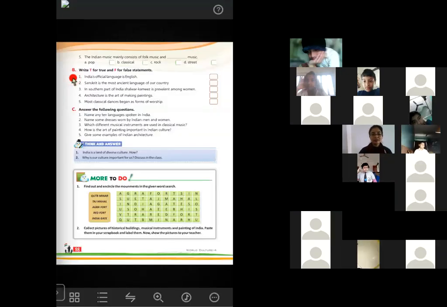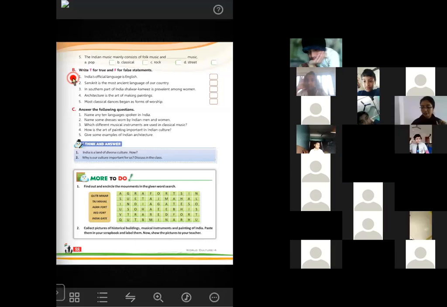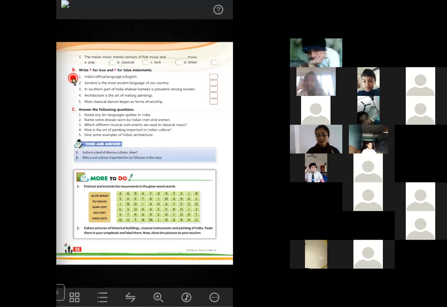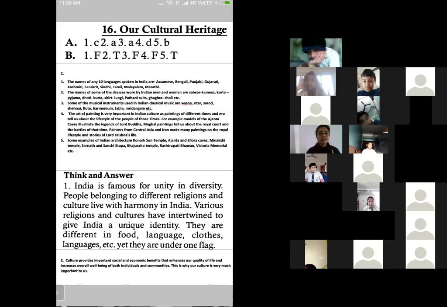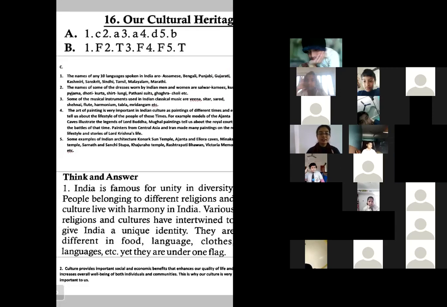So what is the first question? Everyone look here, look at the C section. Answer the following questions. Name any 10 languages spoken in India. And the answer is, you can see it here. The names of any 10 languages spoken in India are Assamese, Bengali, Punjabi, Gujarati, Kashmiri, Sanskrit, Sindhi, Tamil, Malayalam, and Marathi. Okay, so these are the names of 10 languages.